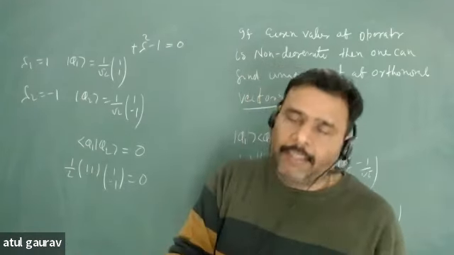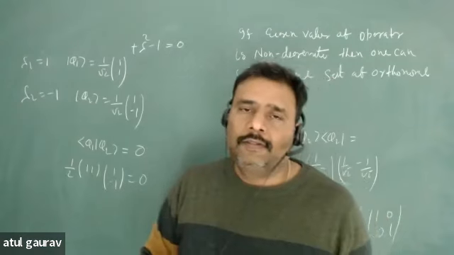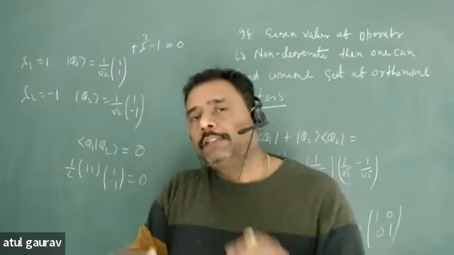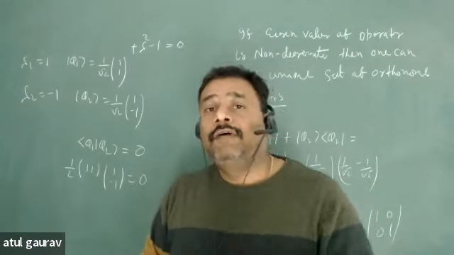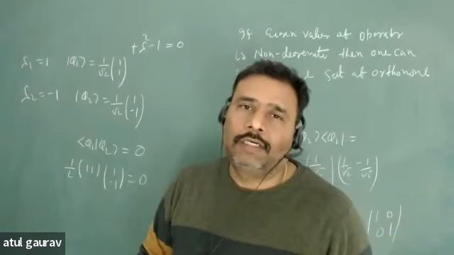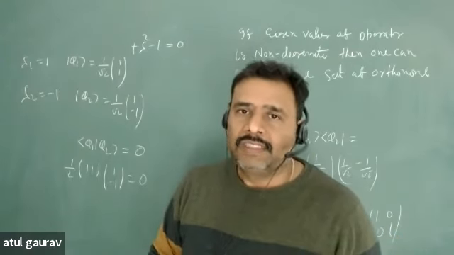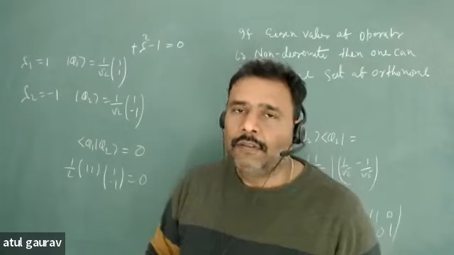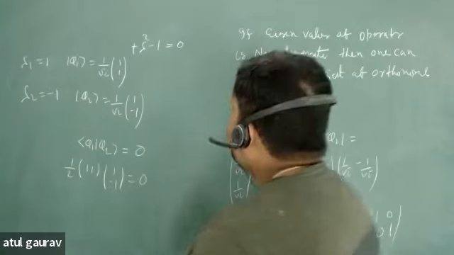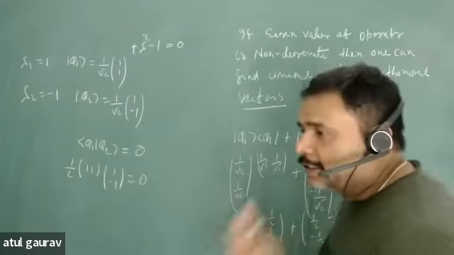But if you are getting orthogonal vectors, and if your eigenvalue is non-degenerate, then you can find a unique set of orthogonal vectors. Clear? Now let's try to go for the second example, that is a dangerous example.